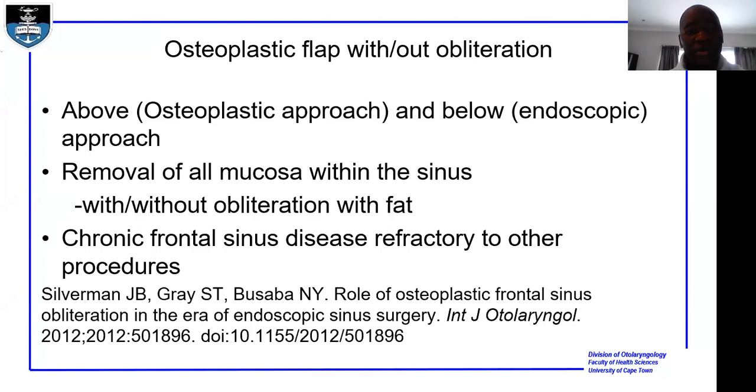The osteoplastic flap with or without obliteration involves an approach from above, which is osteoplastic, and from below, which is endoscopic. It involves removal of all mucosa within the sinus. One can use or not use obliteration with fat. It is used for chronic frontal disease that is refractory to other procedures. However, this procedure tends to leave a deformity called a step deformity. And so one can actually do a flap with it.